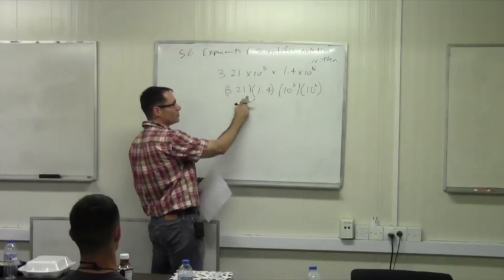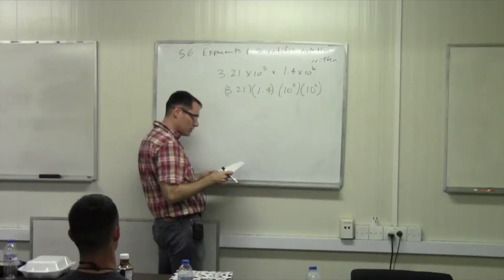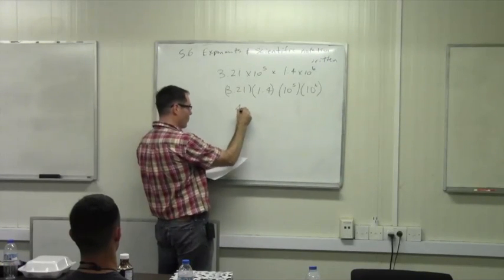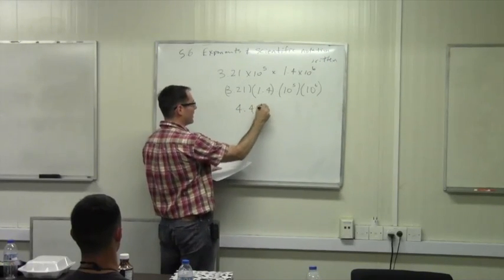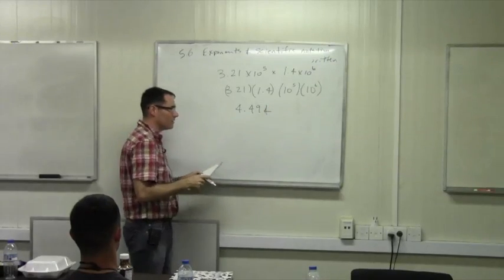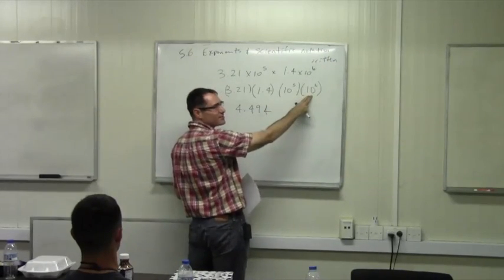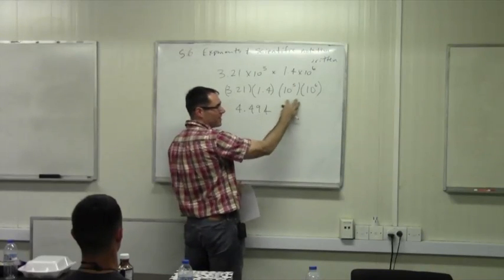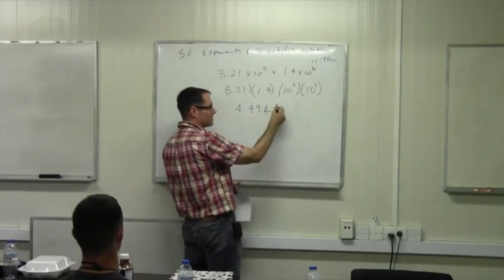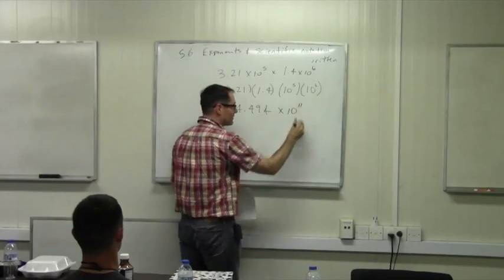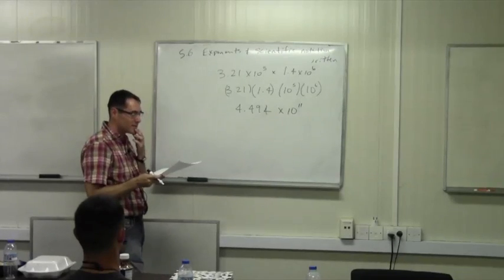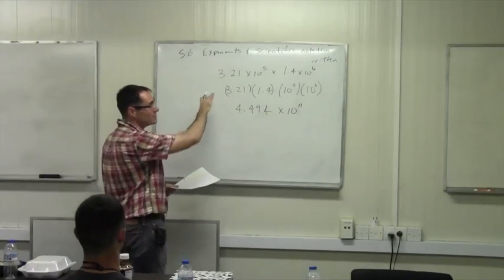Can you do 3.21 times 1.4? Sure you can. That's 4.494, as it turns out. And can you do 10 to the 5th times 10 to the 6th using the same base rule? It's going to be 10 to the 11th. That was pretty nice, an easy way of doing that.